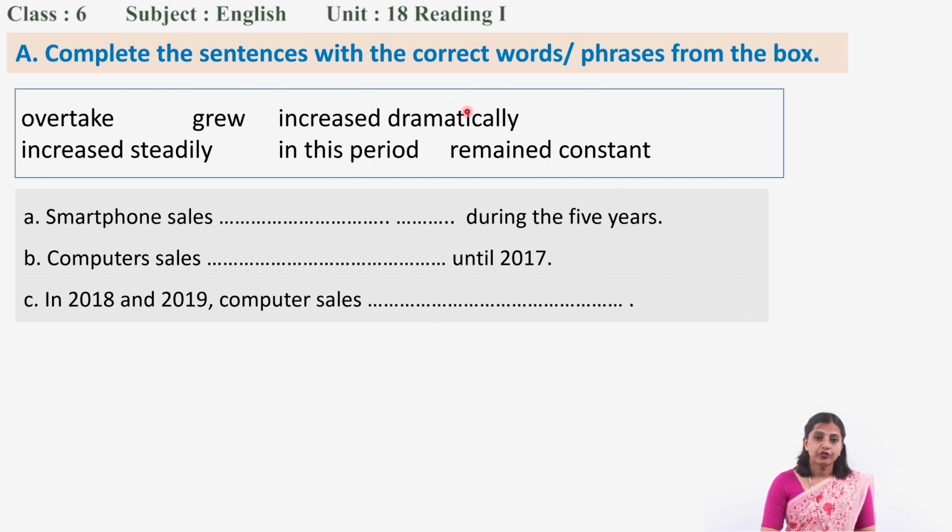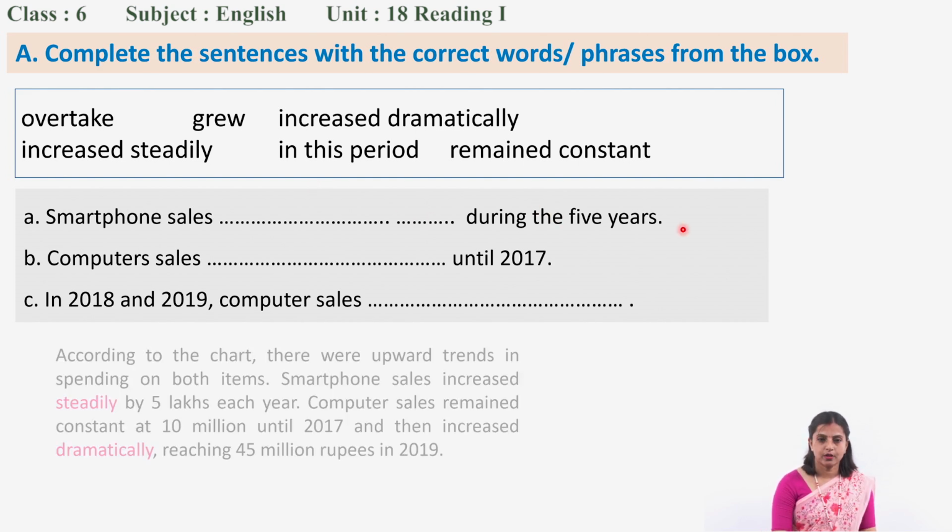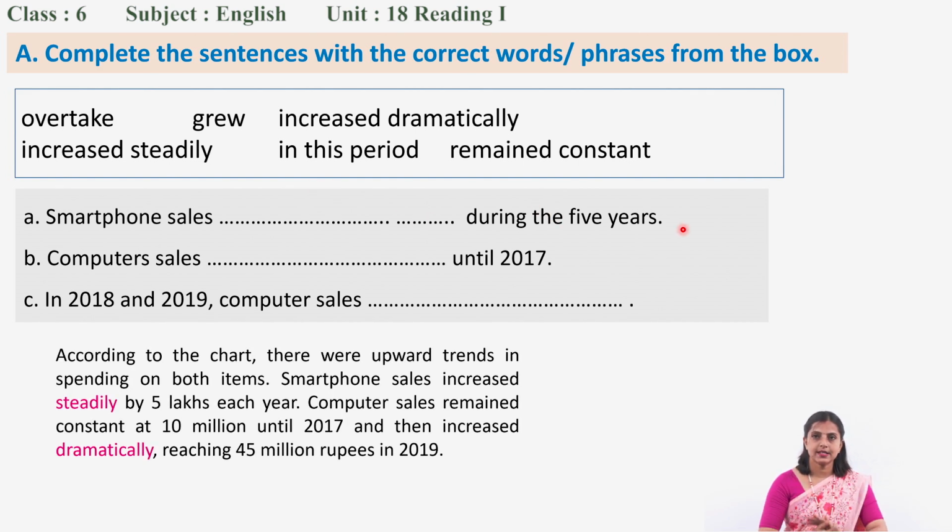Now you have to fill up these words or phrases in the gaps given below. There are the gaps in the sentences. You have to fill in the suitable words. The first one is: smartphone sales blank space during the 5 years. Which is the correct answer? Can you see the answer there? What will you write there? Yes, that's correct. Smartphone sales increased steadily during the 5 years. There was a regular increment, isn't it?